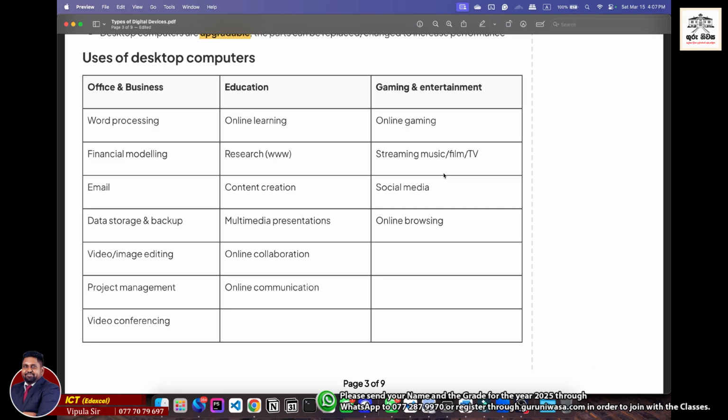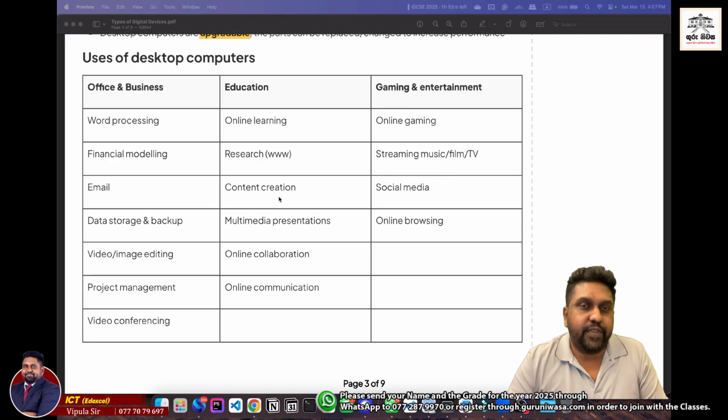video editing, different types of project management, as well as video conferencing. So you can say calls, video conferences, any specific word which falls under these set of keywords will be taken as a correct answer. Okay, then education.